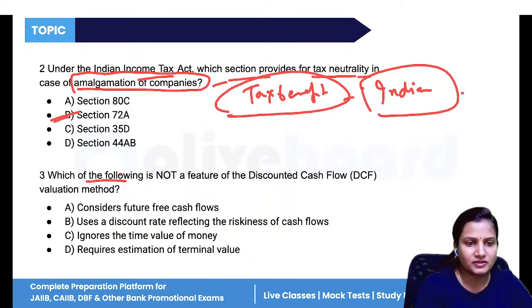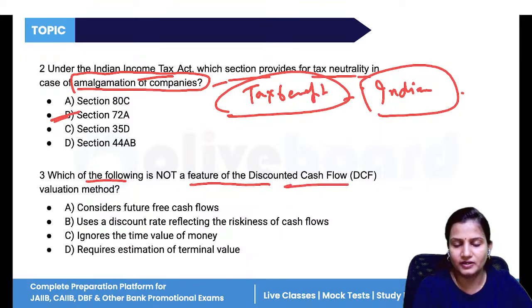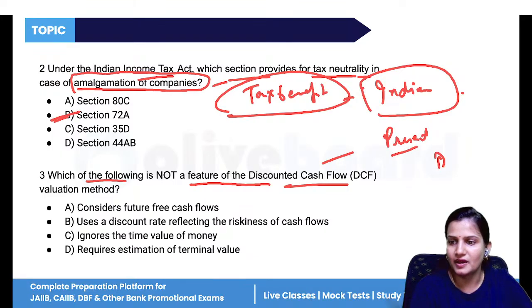Now, which among the following is not a feature of the discounted cash flow valuation method? Discounted cash flow is what? You have to find the present value. You will do the discounting with the help of a discounting factor or a discounting rate.